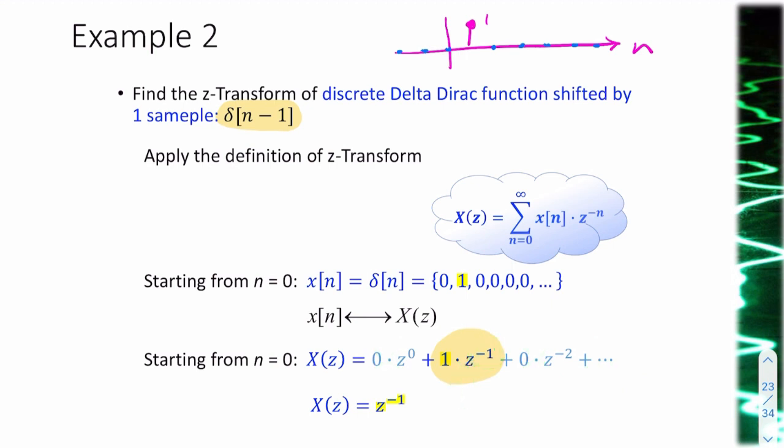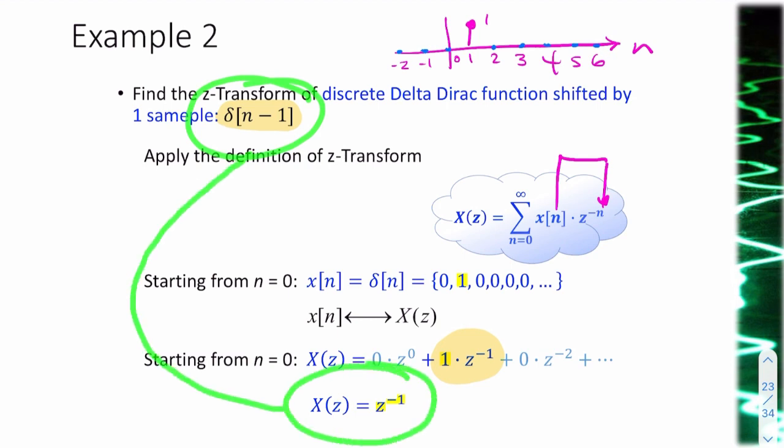Why is it z to the minus 1? Because that is always the same as that. So here, the only time when my signal is non-zero is when n equals 1. So I put a 1 there and a 1 there. So the zTransform of a delayed impulse is z to the power minus 1.